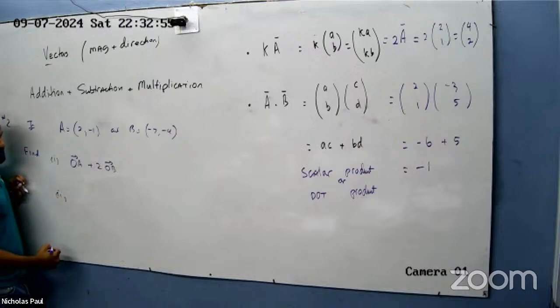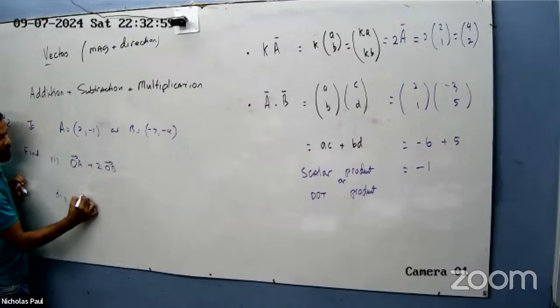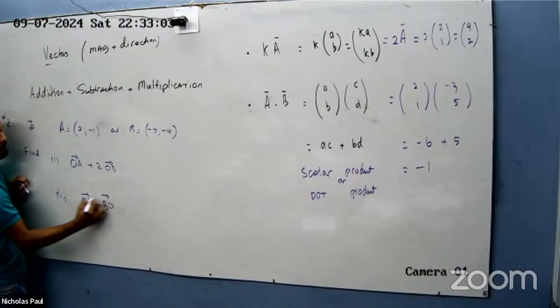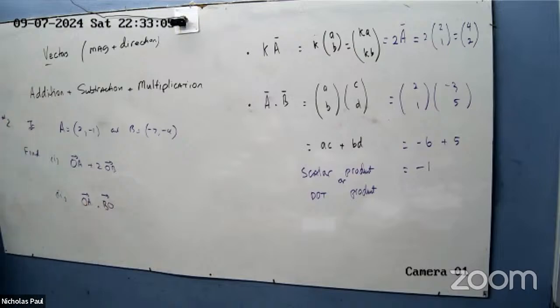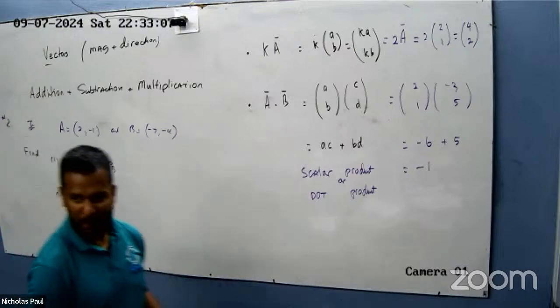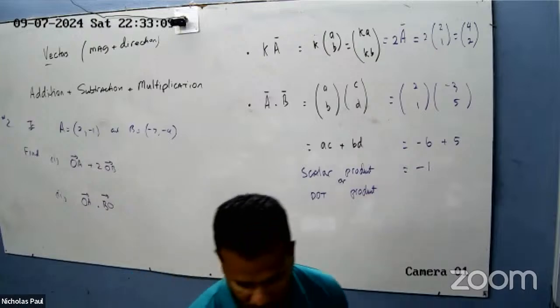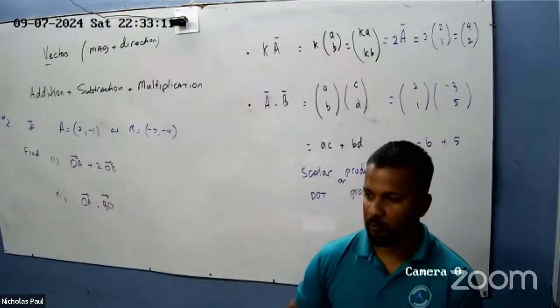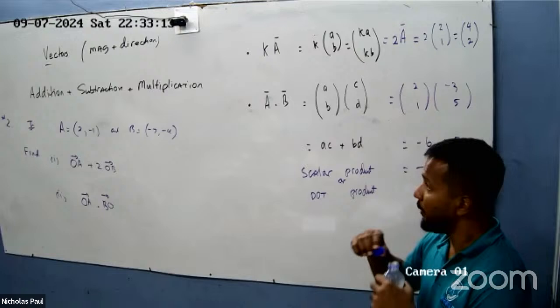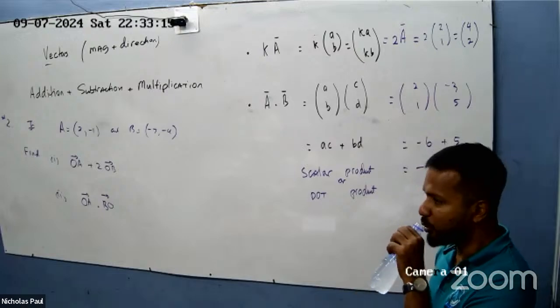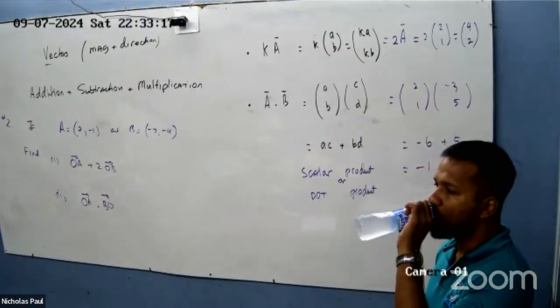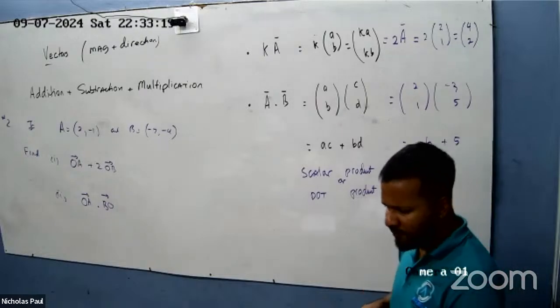And I want you to find OA multiplied by OB. Try that one. Right? So we combine what we did earlier in the class. Try to find those two things for me. Look back, you can look back.